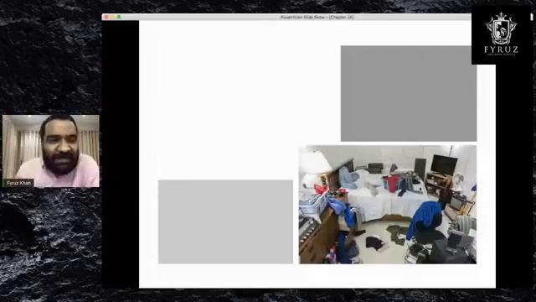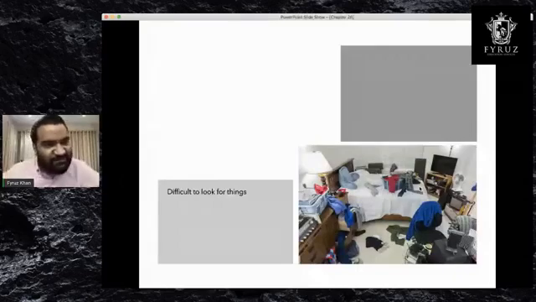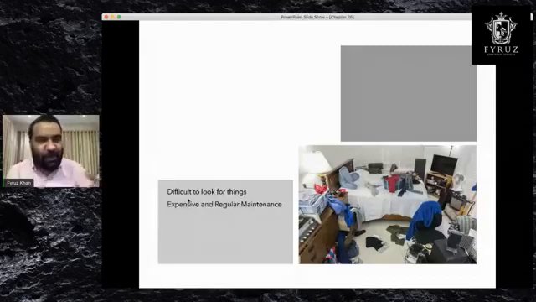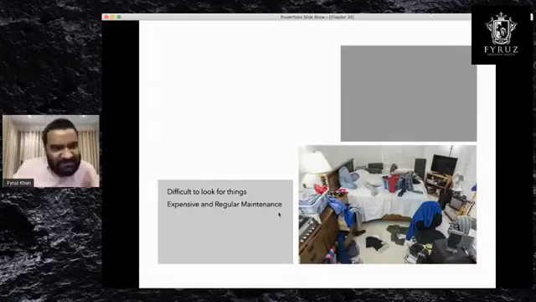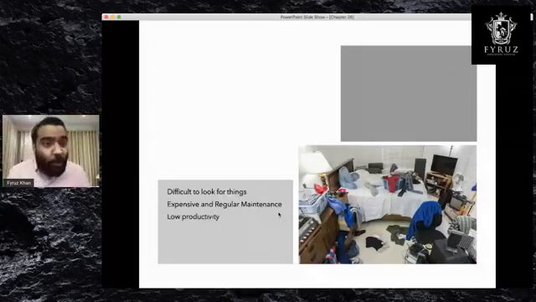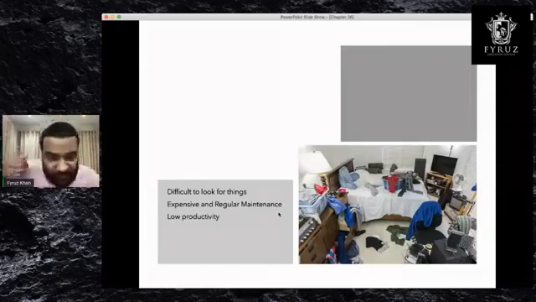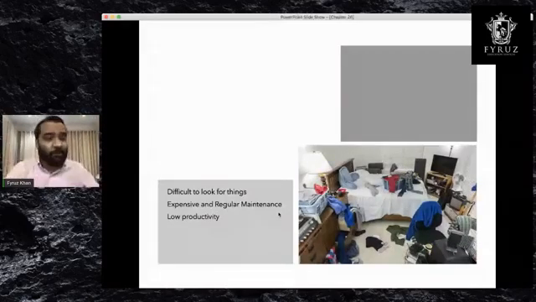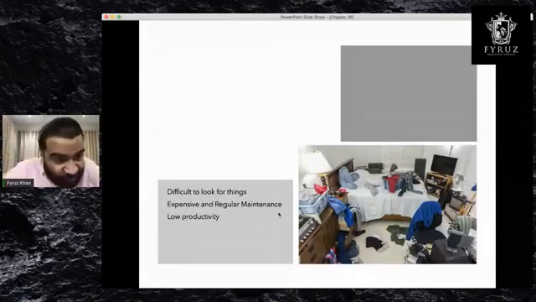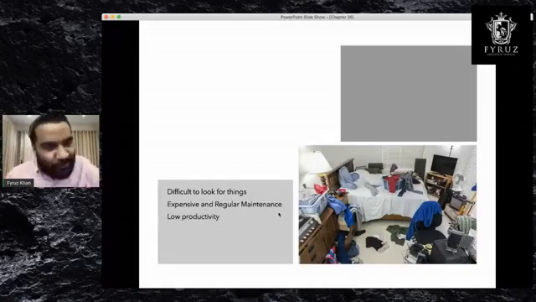If you have a highly unorganized, dirty room, it's very difficult to find or search for things. Secondly, it's quite expensive and you have to do regular maintenance. Things will not be in place, things will be broken, it will be dirty. Low productivity: when you walk into the room, your energy levels will be low, your pace will be low, and you will not be able to work faster. There will be less peace with the environment.